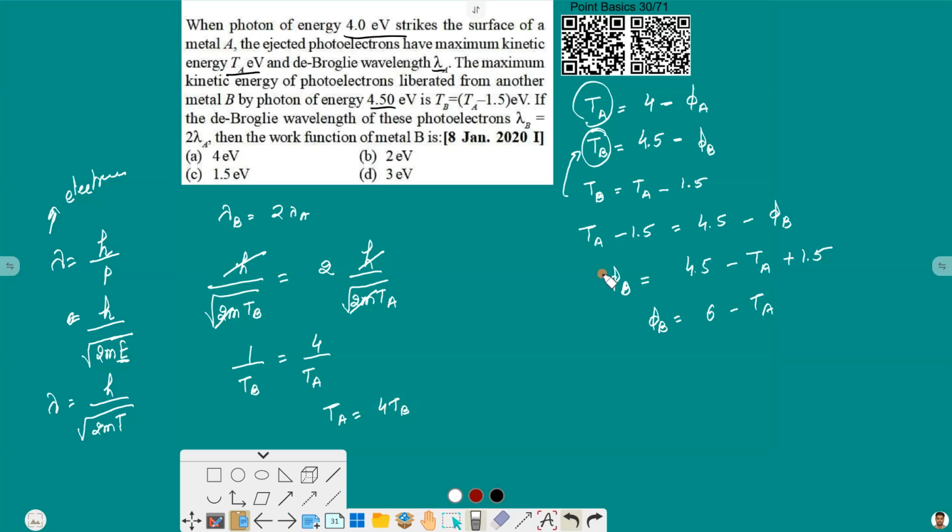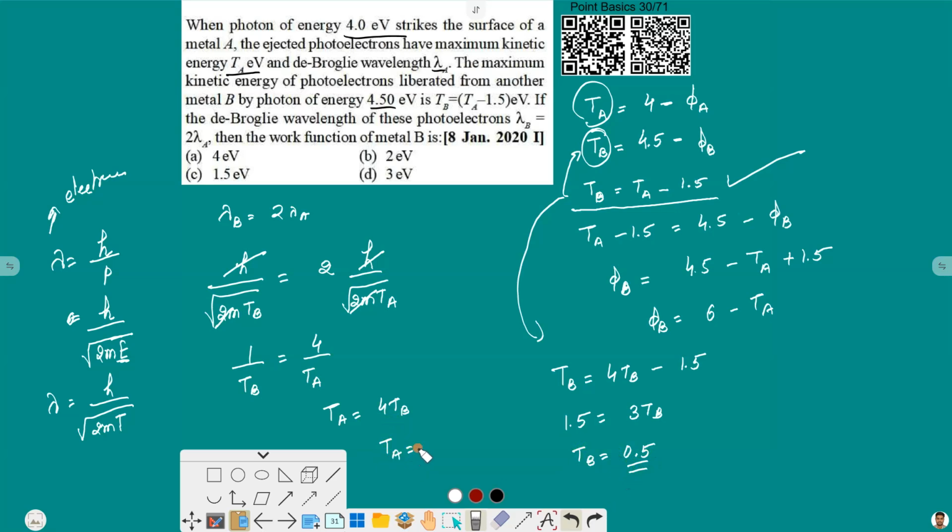Now I can use this relation here. Tb is equal to Ta minus 1.5, where Ta is 4 times Tb. So from this, 1.5 is 3 Tb, and Tb is 1.5 by 3, that is 0.5. So if Tb is 0.5, then Ta will be 4 into 0.5, that is 2.